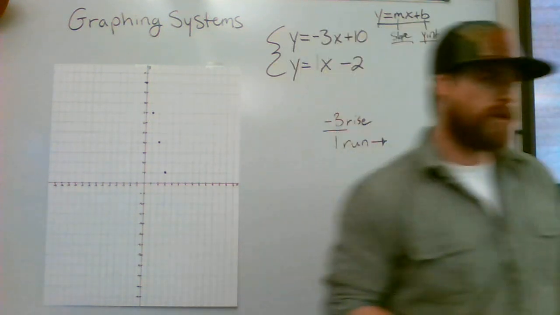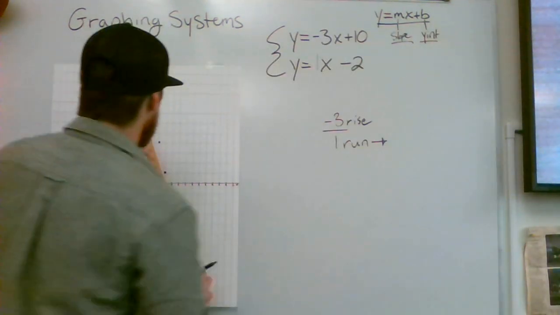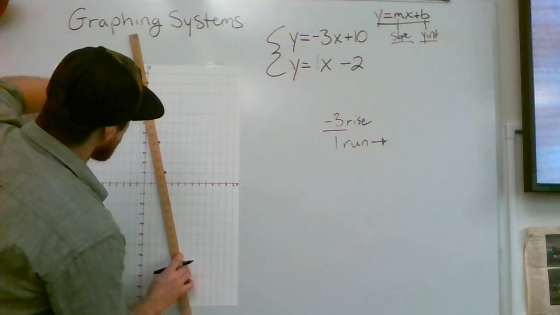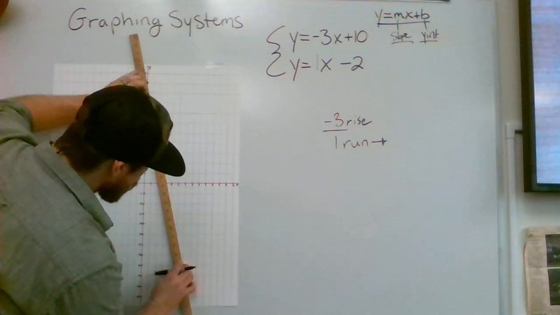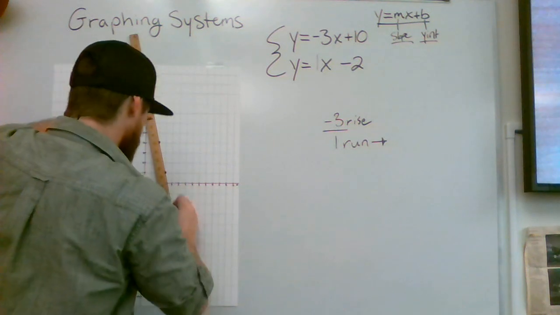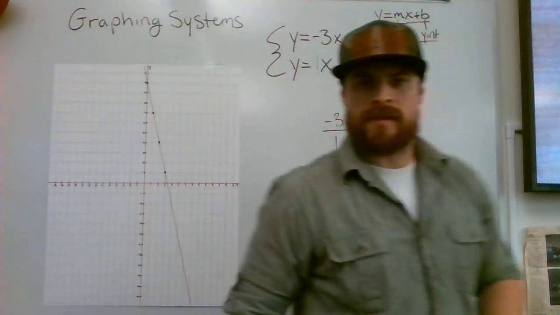So I'm going to grab a ruler real quick. I'm back. So we now have our line. Go through the dots as carefully as you can. Try and get right through the middle of them. And you're going to graph your line. Easy peasy lemon squeezy.